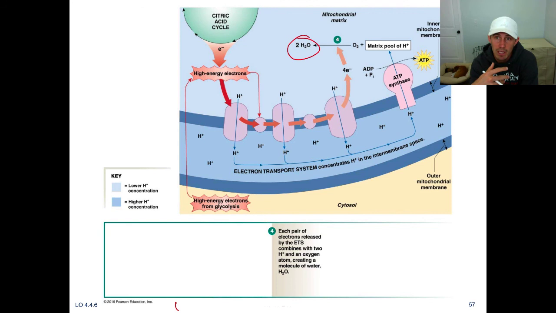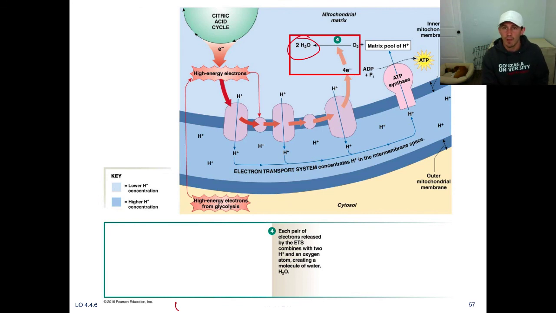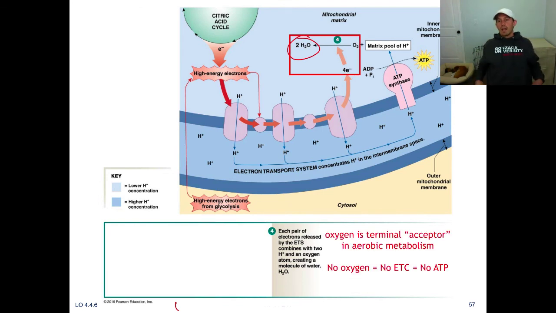So that's what we mean when oxygen is needed for our cells, because it is what we call the terminal electron acceptor in aerobic respiration. If your cells don't have oxygen, the electron transport chain cannot occur, therefore no ATP production, therefore your cells die, and that's bad. All right, so that's why oxygen is needed.